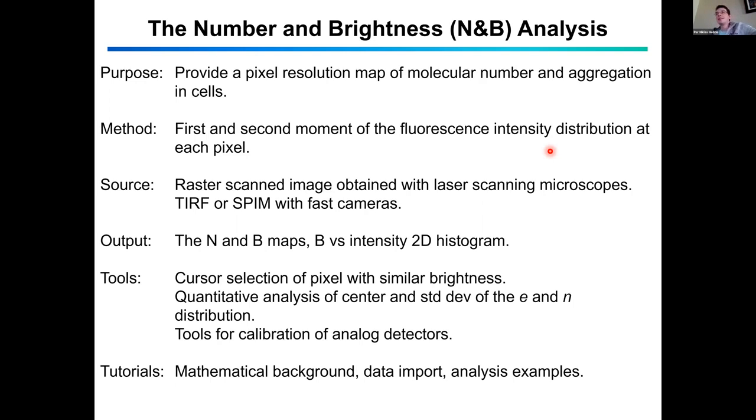And what can you use as an input? You can use the same raster scanned images that we just used for the RICS analysis, but you can also use this, for example, with camera images obtained by total internal reflection microscopy or single plane illumination microscopy under certain conditions, which we'll go into a bit later. So what you get is number and brightness pixel by pixel maps. And then you can use cursor analysis, where you select certain regions of the cell and ask what is the oligomerization state. Or you can, in the N versus B plot, select, for example, the dimers and then highlight them in the cell.